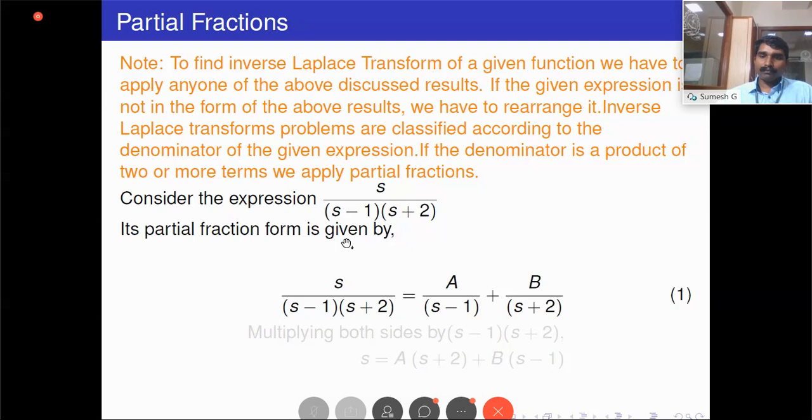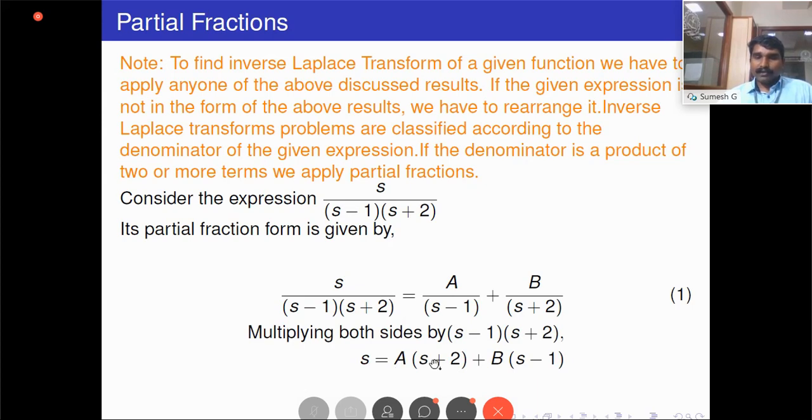Partial fraction form is given by s by s minus 1 into s plus 2 equal to a by s minus 1 plus b by s plus 2. The general method to find the constants a and b is multiplying by the denominator of LHS. Here denominator is s minus 1 into s plus 2. So we multiply both sides by s minus 1 into s plus 2. So we obtain it as s equal to a into s plus 2 plus b into s minus 1.